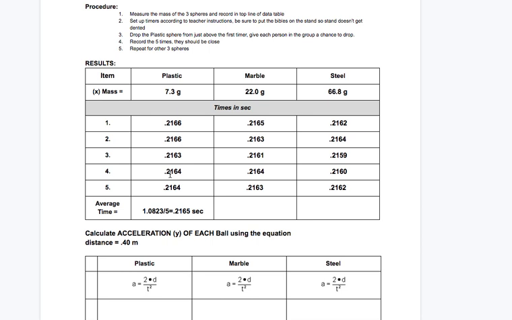So I did the average. I added them up, went to the same decimal place as the numbers are in the data table, divided by 5, and then went to that same decimal place. So you're going to have to do the same thing for this row and this row.